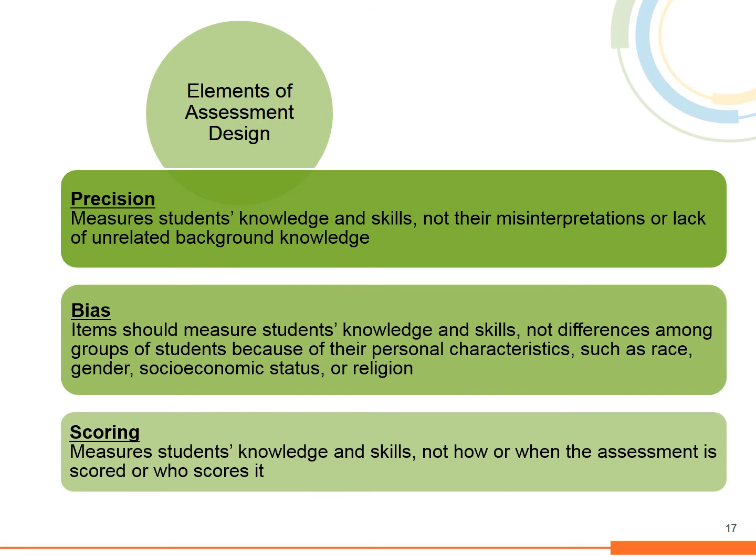The additional 3 elements of assessment design are listed here: precision, bias, and scoring. When we think about precision, we want to make sure that we're measuring students' knowledge and skills. When we think about bias, an unbiased assessment measures students' knowledge and skills. A biased assessment is geared toward a certain particular type of student. Scoring is also able to measure students' knowledge and skills accurately and appropriately.